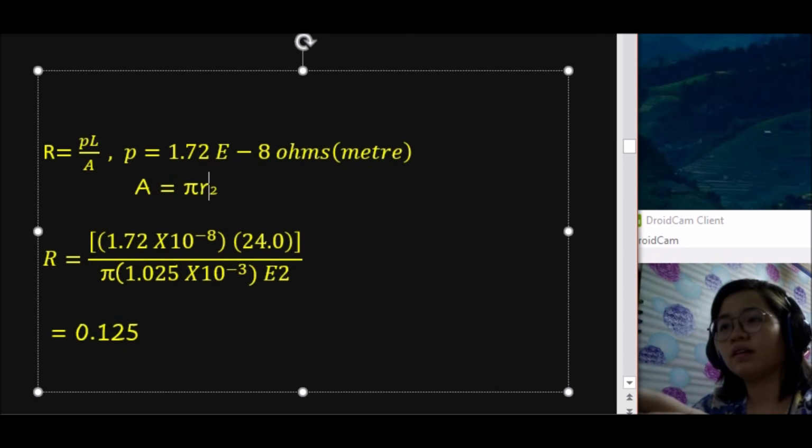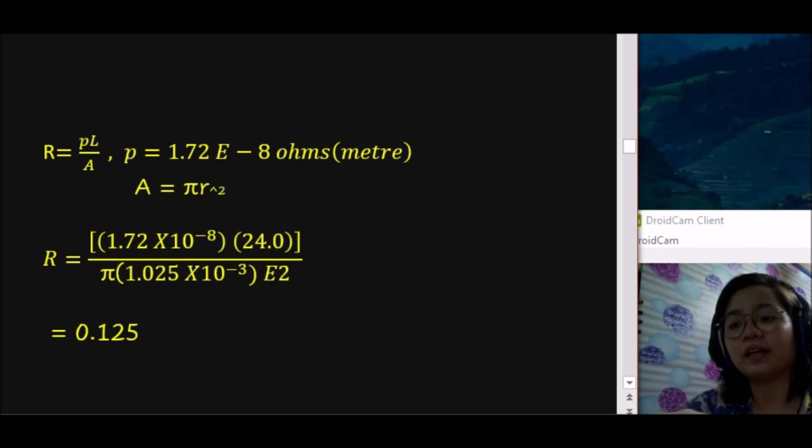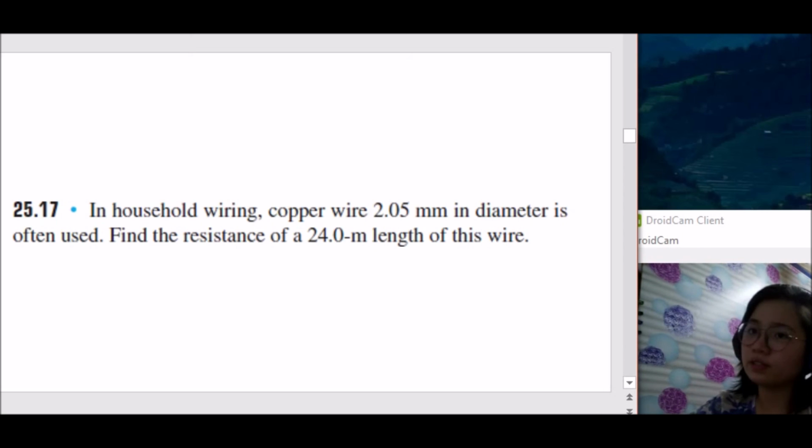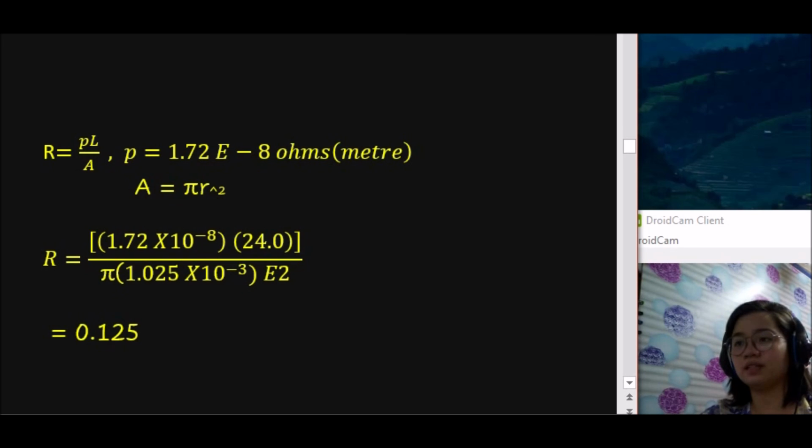I'm sorry, pi r squared. Okay, so that's the area. Now going back here, we want to plug the values in. We have here the constant rho, and we have the L, which is the length, 24 meters. And then we have the pi constant as well. Just press pi and calculate.